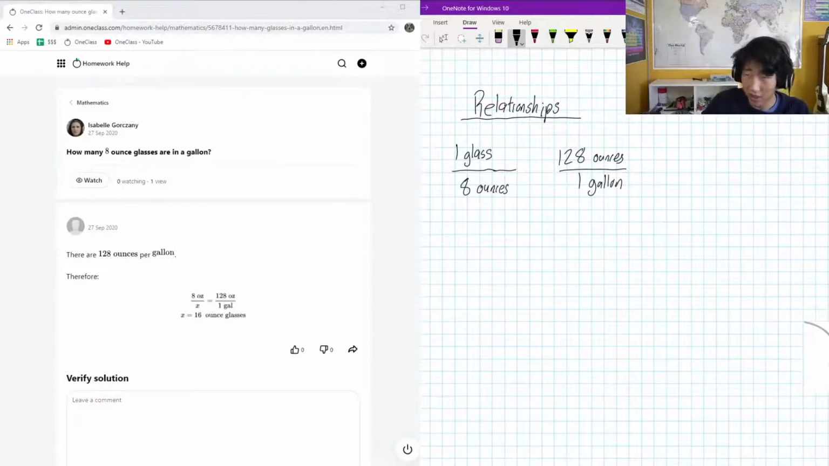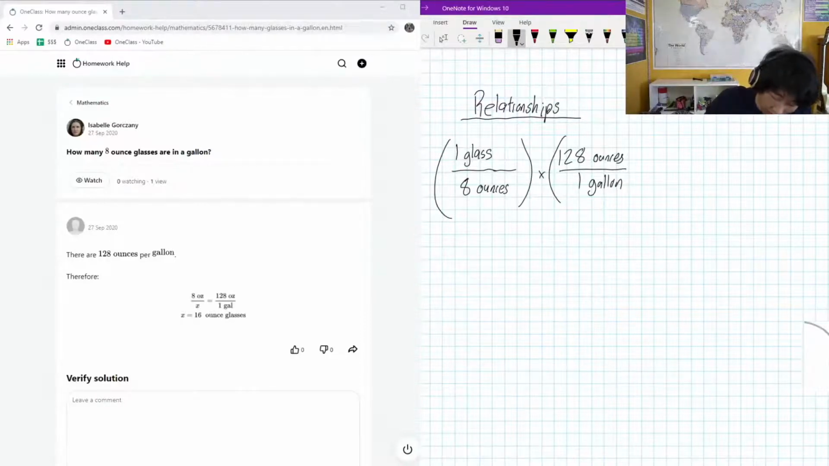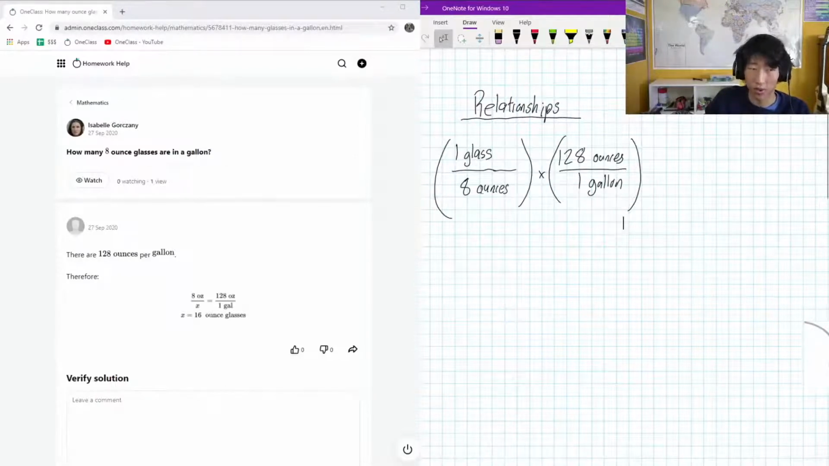Now, what happens if we multiply these two relationships together? Let's see it like this. We surround them by brackets and maybe put a multiplying x between them. We see that ounces is on the top of this fraction on the right, and it's on the bottom of this fraction on the left. We can see these relationships as fractions, like one glass per 8 ounces. Something similar that you're maybe more familiar with is speed: if you're driving 6 miles per hour, you go 6 miles divided by 1 hour.